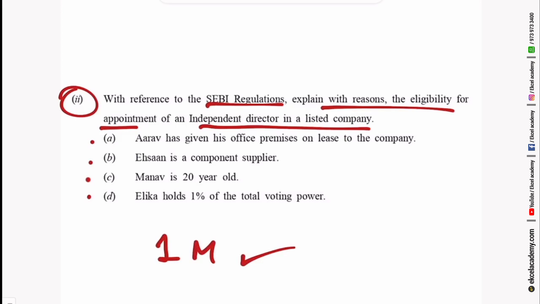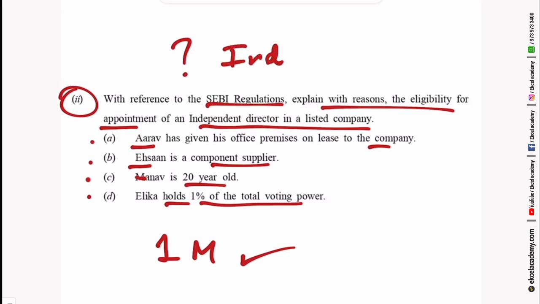So they've given a scenario, facts. Arav has given his office premises on lease to the company. Ehsan is a component supplier. Manav is 20 years old. Then Elika holds 1% of the total voting power. Okay. So can we appoint them as an independent director? That is the question which we have.